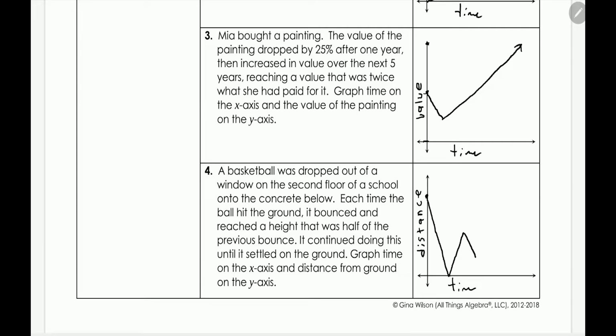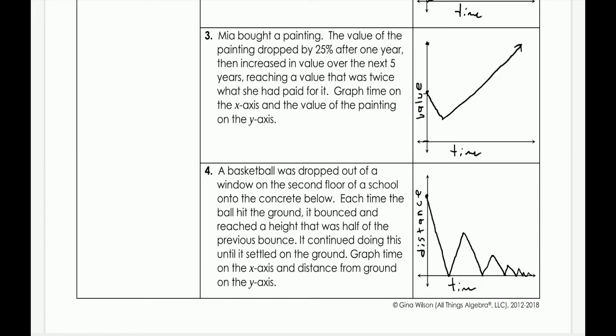It's going to fall back to the ground. It's going to bounce half the distance. It's going to fall back to the ground. Half distance, fall back to the ground. So on until it settles at the ground and just rolls away. Okay? So we're able to describe the distance as time progresses.